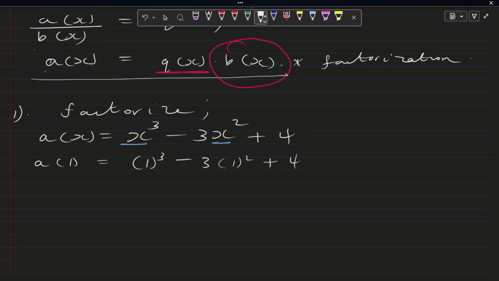I'll get 1 cubed minus 3 times 1 squared plus 4. So let's see. 1 cubed is 1 minus 3, that is minus 2. Minus 2 plus 4 will give us positive 2. So this is clearly not equal to 0. So we know that positive 1 is not the number that we are looking for. Let's try minus 1.